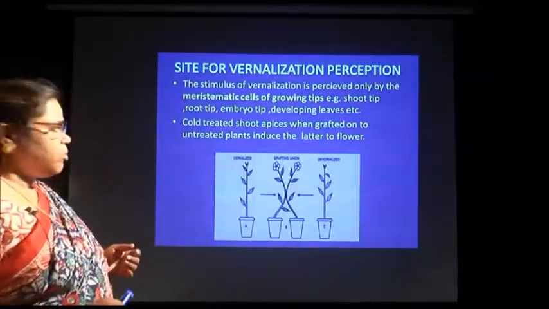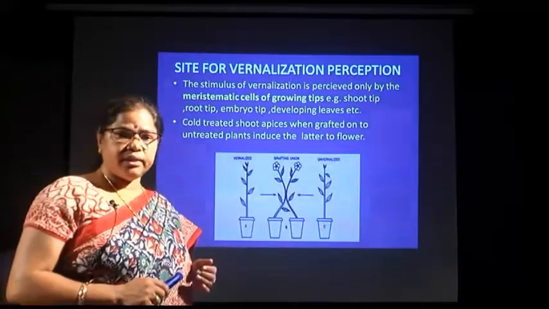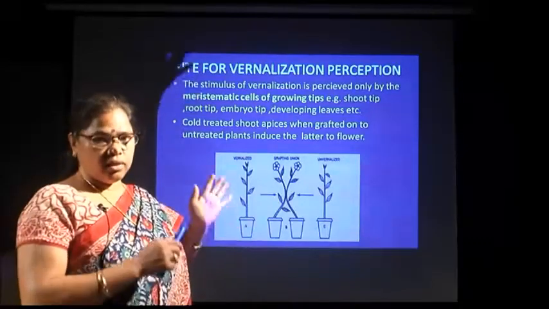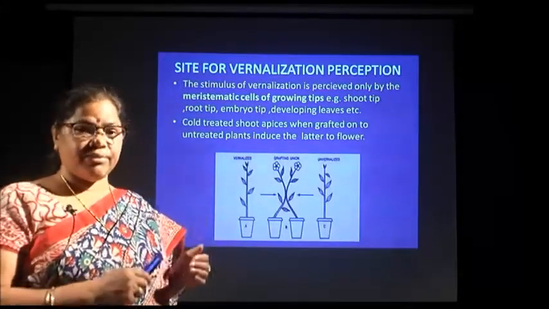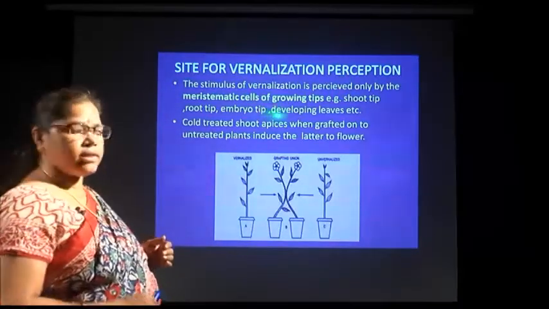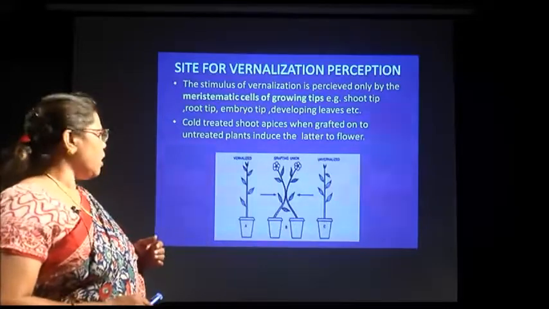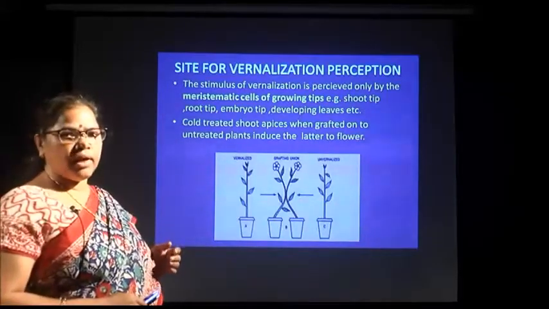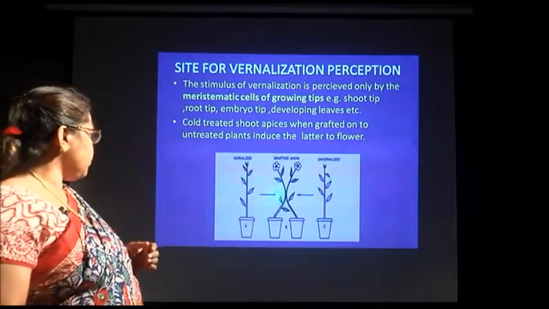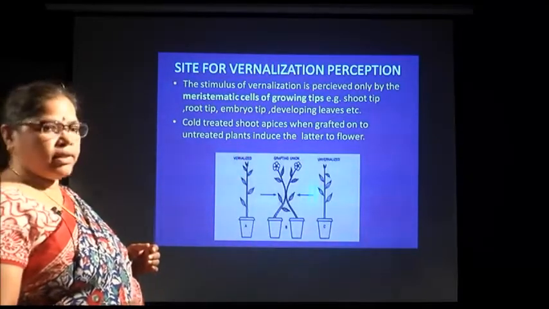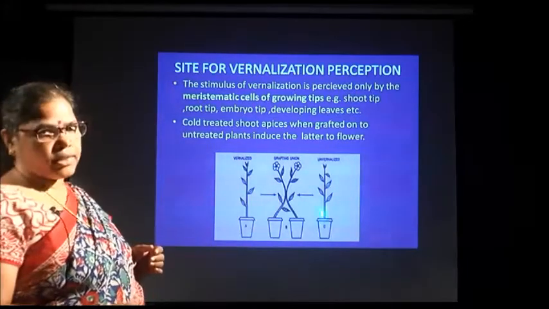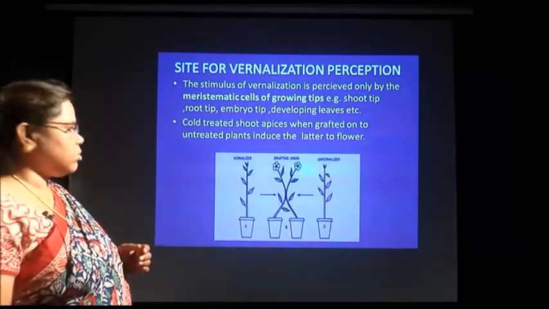And this stimulus of vernalization, or cold treatment, is received by the meristematic cells, just like the photoperiodic stimulus for florigen is received by the leaf. Similarly, here the cold treatment stimulus is received by the meristematic cells of the growing tip, like the shoot tip, root tip, embryo tip and the young leaves. And when you graft a vernalized plant, a plant treated with cold temperature, with another unvernalized plant, then what will you observe? Both of them will flower.